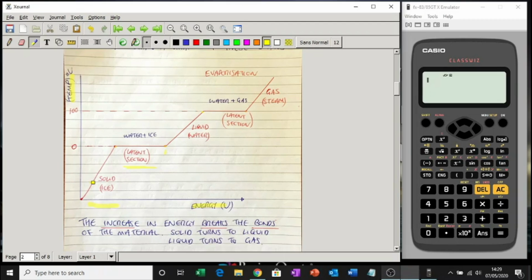So we can work out how much energy we need to put in to go from ice at this temperature to water at this temperature. Same thing if we had aluminium, gold, oil, how much energy we need to put in to get oil up to a certain temperature so we get certain hydrocarbons out of it.